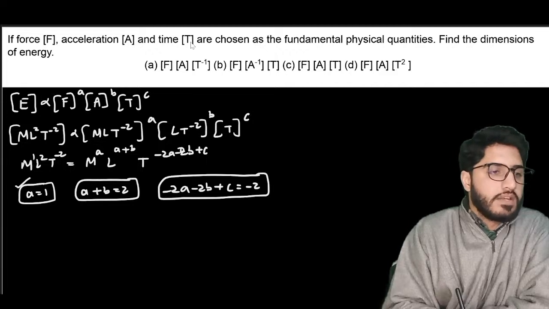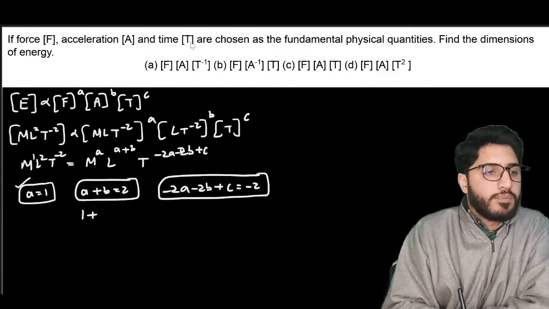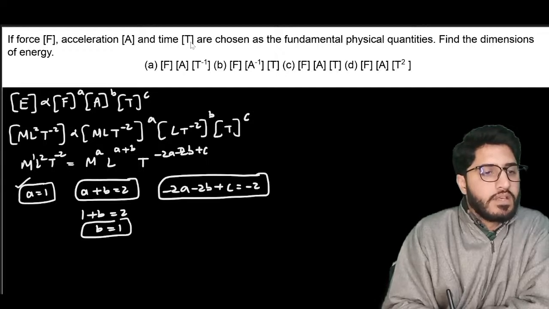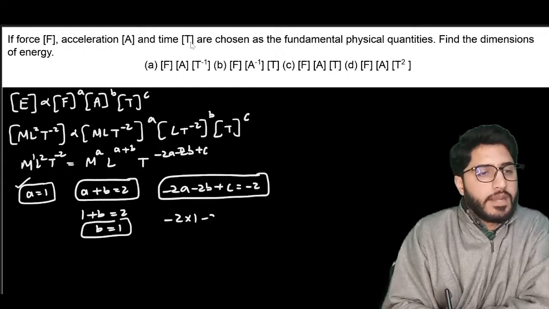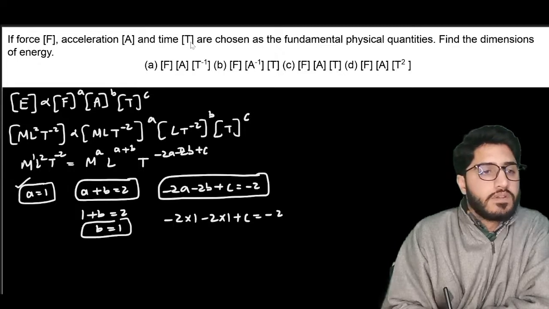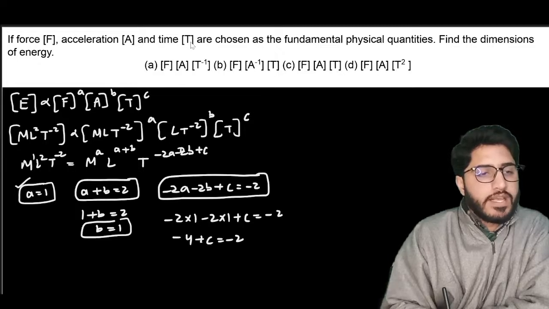If A is 1, so I will put here 1. So it is 1 plus B equals to 2. I guess B is also equal to 1. It is minus 2 into 1 minus 2 into 1 plus C equals to minus 2. Minus 2 minus 2 is minus 4, right? Minus 4 plus C equals to minus 2. So I can write C came out to be minus 2 plus 4. C came out to be 2.